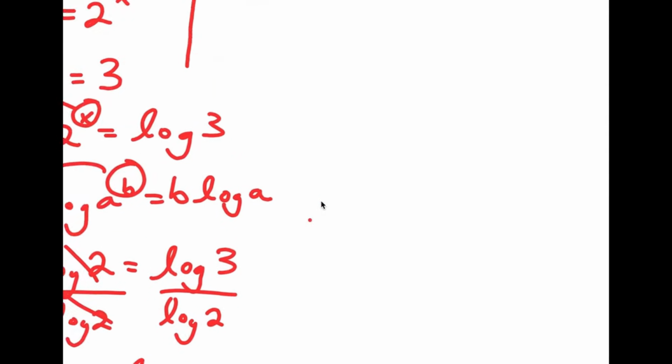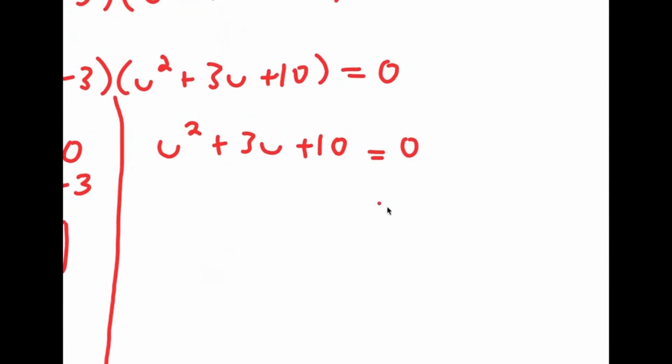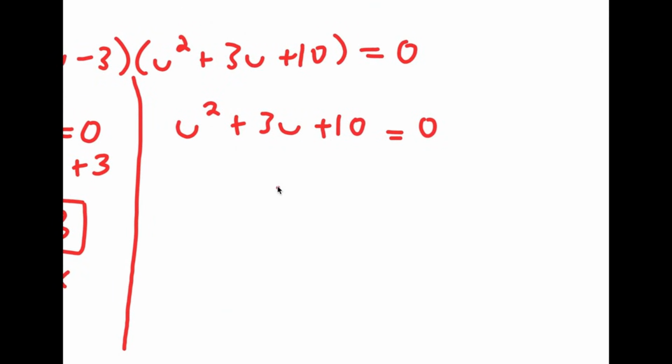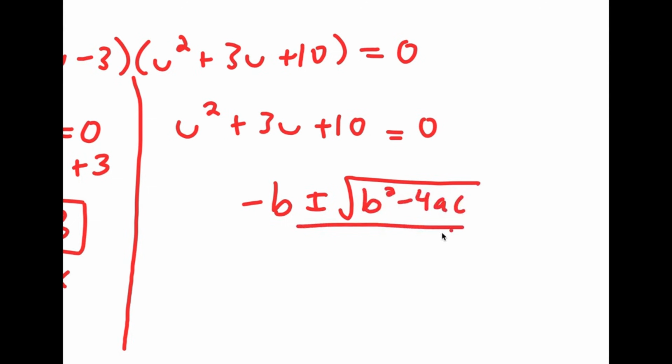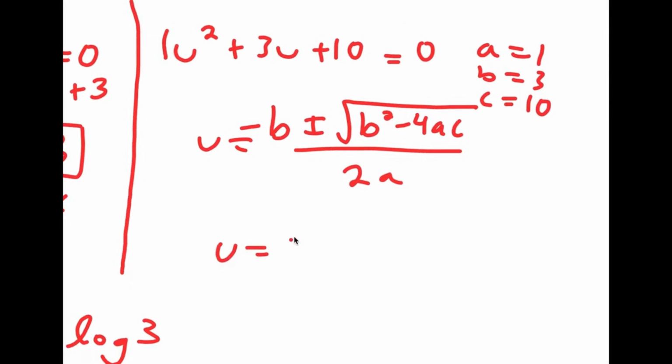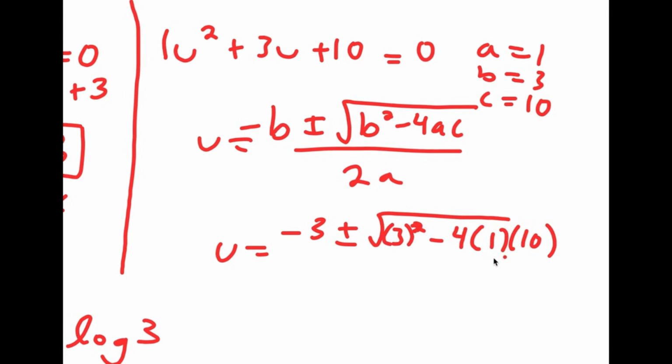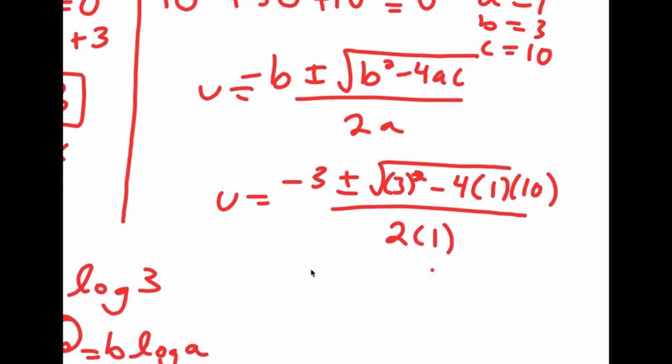Now, going back over here, we have u squared plus 3u plus 10 equals 0. And let's use the quadratic formula to solve this. So the quadratic formula is negative b plus or minus the square root of b squared minus 4ac all over 2a. So in this case, a is 1, b is 3, and c is 10. So I get u is equal to negative 3 plus or minus the square root of b squared, which is 3 squared, minus 4 times a, which is 1, times c, which is 10, all over 2a, so 2 times 1.